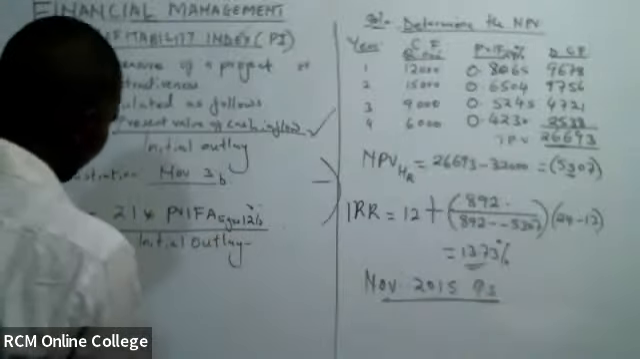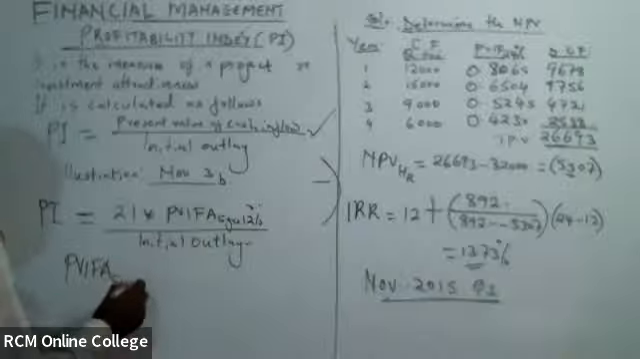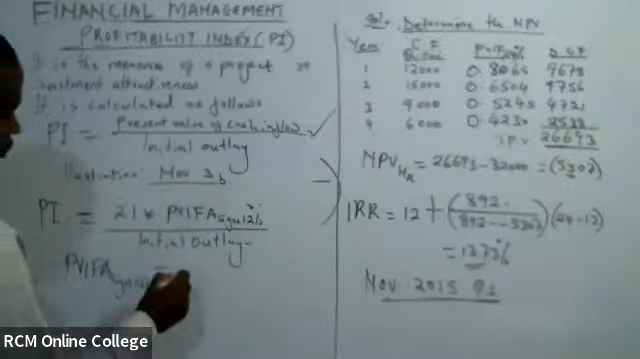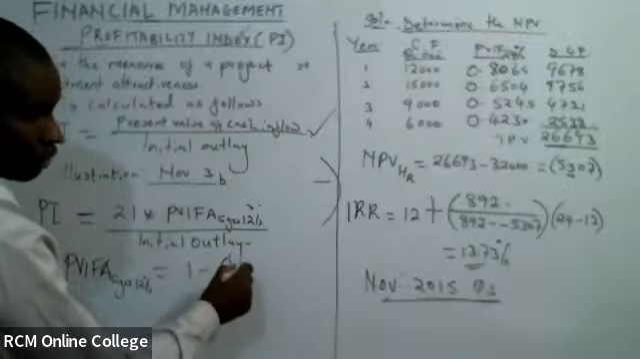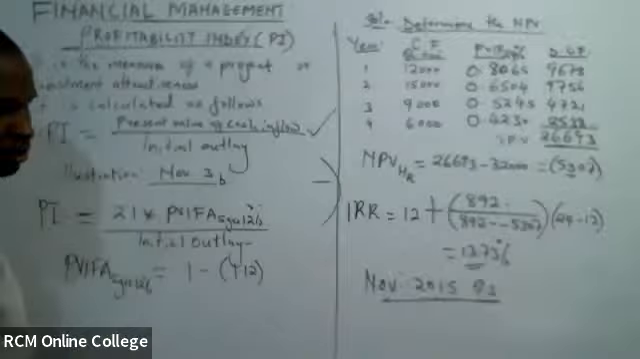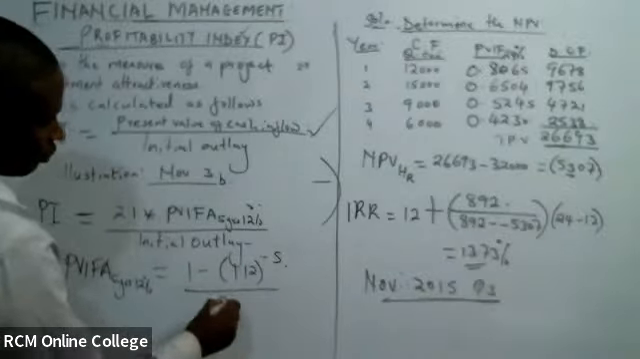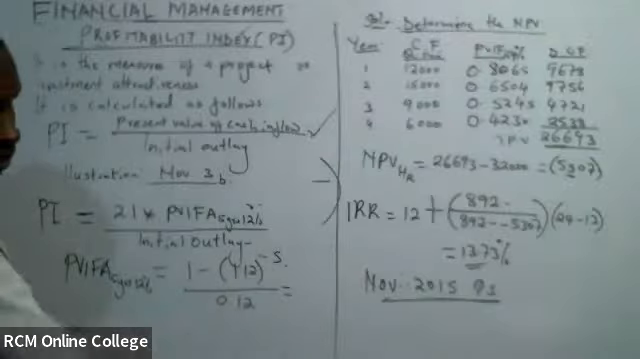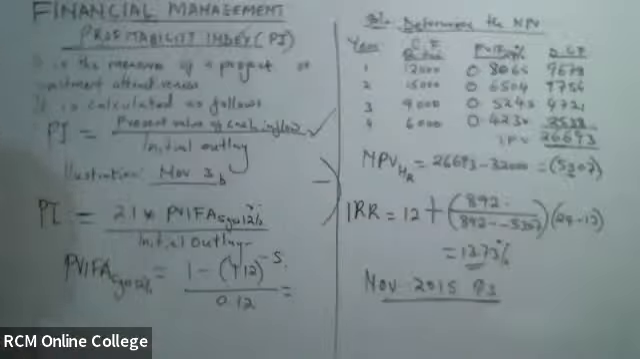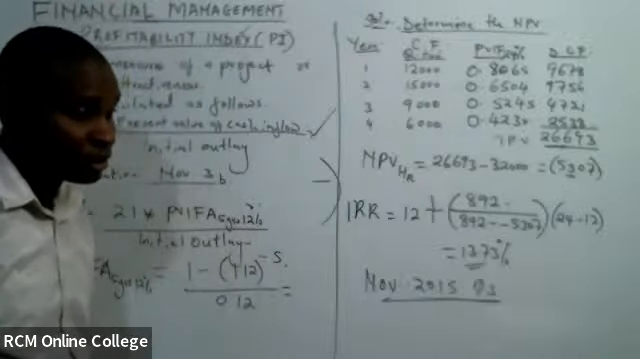So if you wish, you can start by getting the PVFA, 5 years, 12%. So just tell me what to write. 1 minus 1.12 to the power of -5, divided by 0.12. Does anyone know where I got 1.12 from? Are we together as far as my PVFA is concerned? PVFA 5 years, 12%. Are we together?